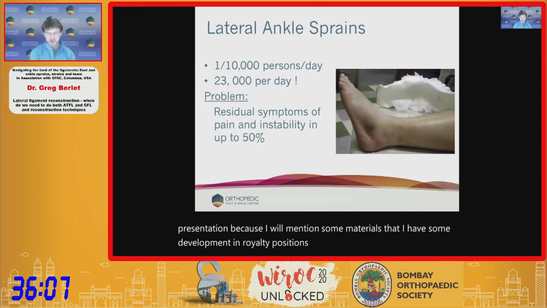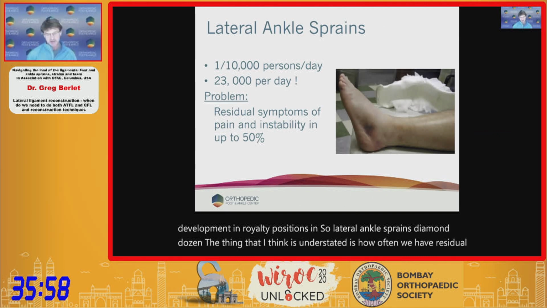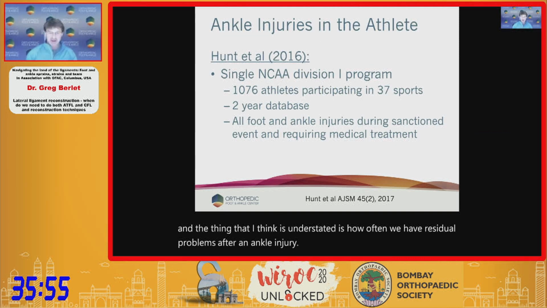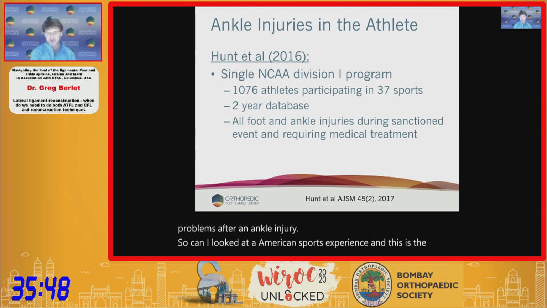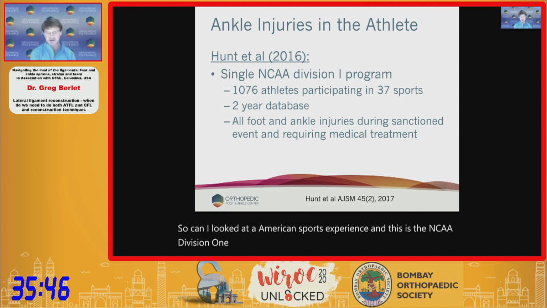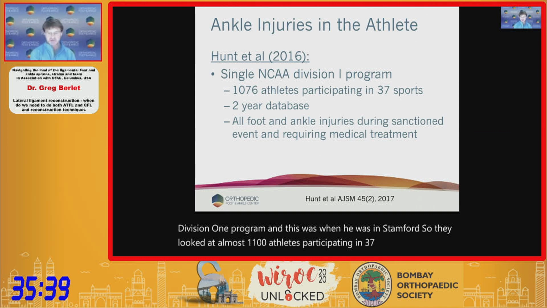So lateral ankle sprains, dime a dozen. The thing that I think is understated is how often we have residual problems after an ankle injury. So Ken Hunt looked at an American sports experience, the NCAA Division I program, when he was at Stanford. They looked at almost 1,100 athletes participating in 37 sports over 2 years, and they were interested in the foot and ankle injuries that required medical treatment.